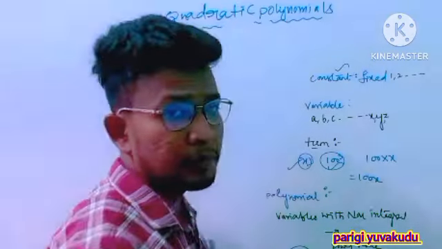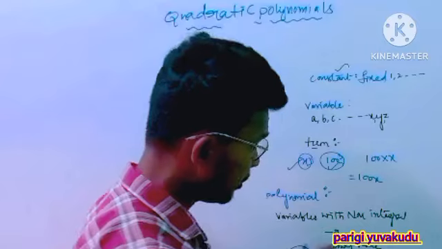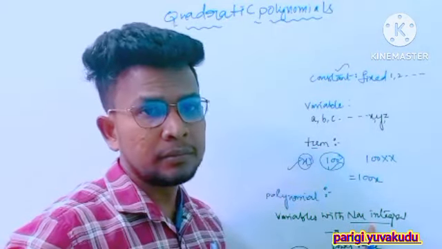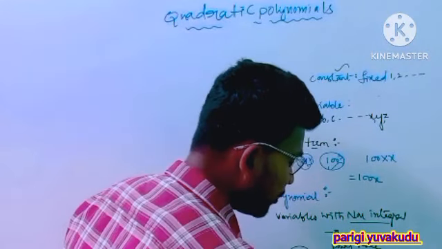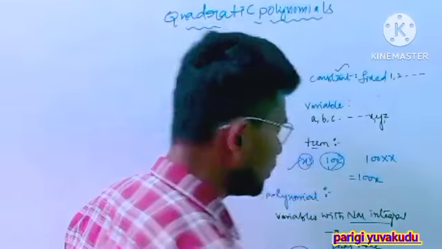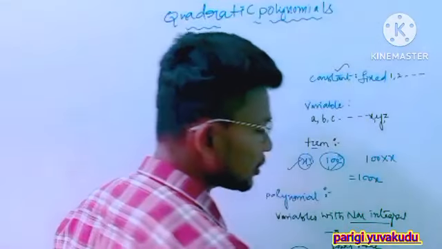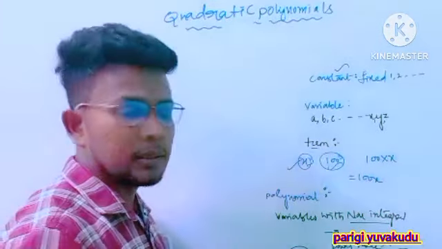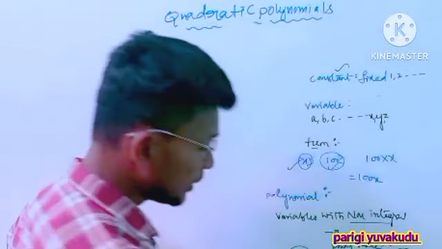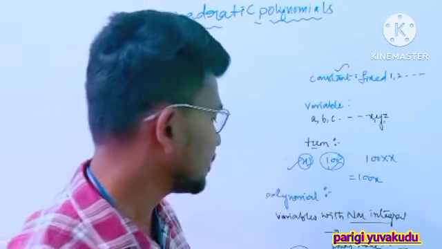This is not a polynomial. Why? Because this is a negative term, so the power is negative. The value here we are telling non-integral. This is not a polynomial. Now x square, the power value is positive, so we are calling it a polynomial. Now x power 1/2, this is also not a polynomial. Now 1 by x, this is also not a polynomial. Why? Because the variable is in the denominator. So that's why we are not calling it a polynomial.